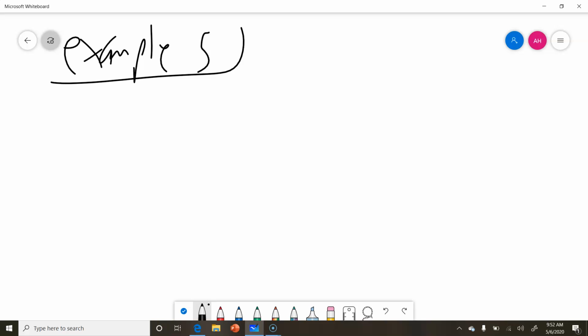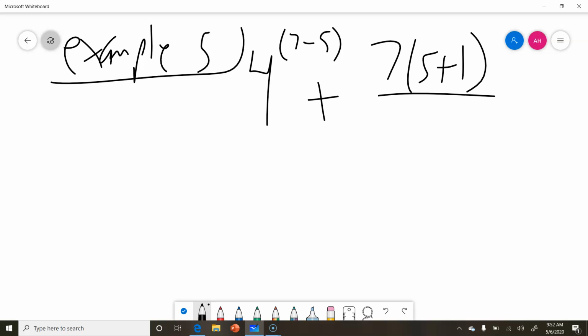Okay, let's do now one of the harder ones. This is example 5. The biggest thing with these is just to do one thing at a time. So they have 4, and then in the exponent, 7 minus 5, plus, and then over here in a fraction bar, 7 times 5 plus 1, all divided by the absolute value of 6 minus 9. Okay, now they're starting to do some serious stuff.